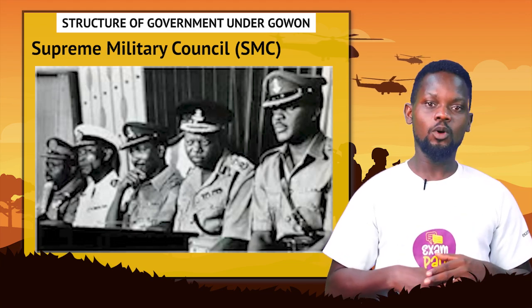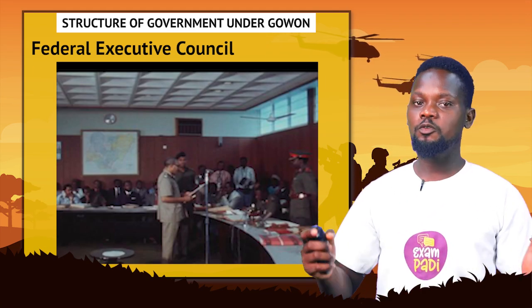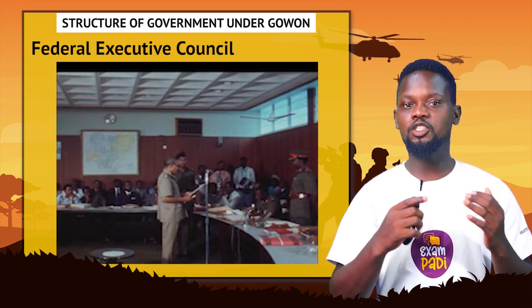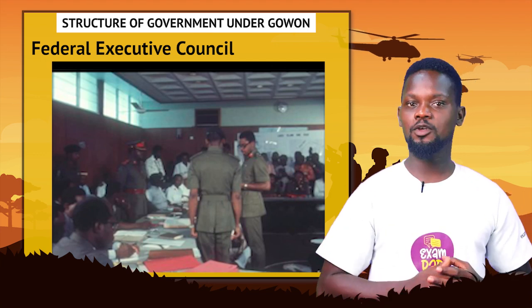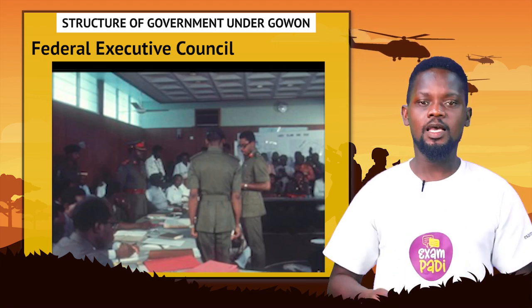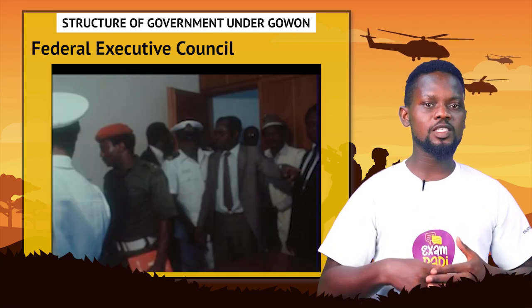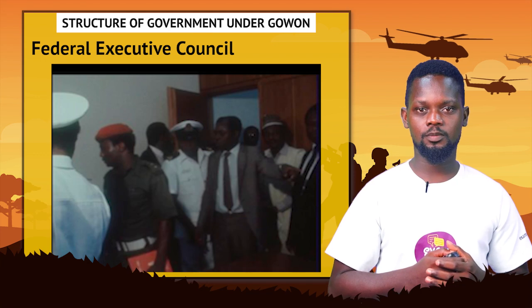Under the SMC was the Federal Executive Council. The Federal Executive Council comprised the head of state as chairman, the Chief of Army Staff, the Chief of Naval Staff, Chief of Air Staff, military governors of 11 states, and the administrator of the East Central States. It also included civil commissioners, most of whom were politicians.